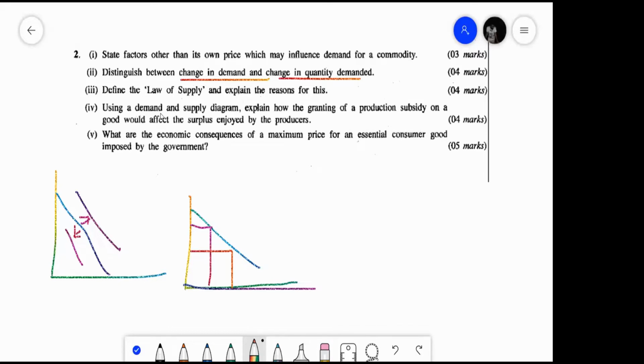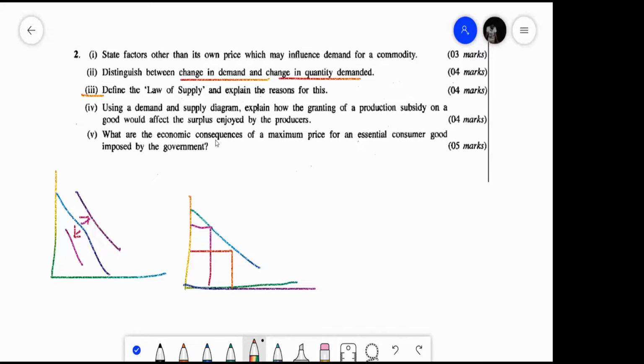Then again, third question also, I think we did this, right? I explained the law of supply and the reasons for it, profitability and increasing marginal cost, increasing opportunity cost. I did it last class, no? Okay. So define law of supply and the reasons for this.